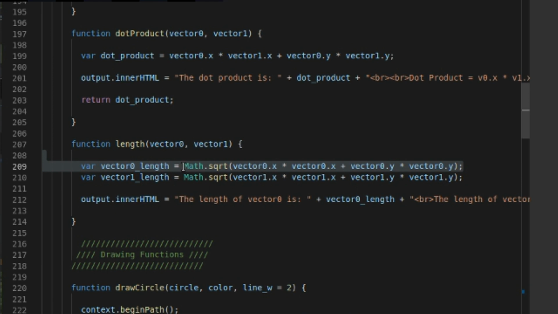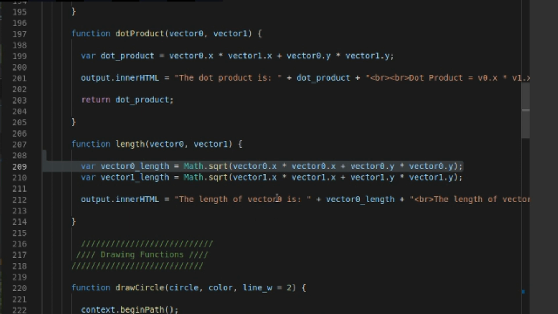I've got math.squareroot of vector.x times vector.x. That's going to get the square of the x magnitude of the vector, plus vector.y times vector.y. That's going to get the y magnitude squared of the vector. We're going to get the square root of that, and it's going to give us our length.